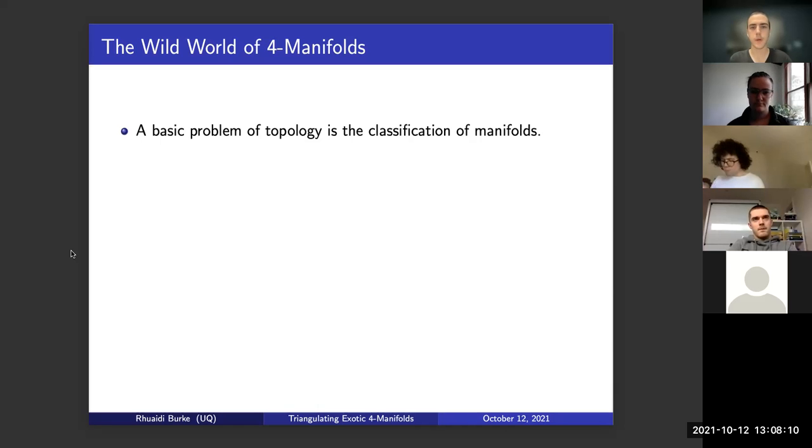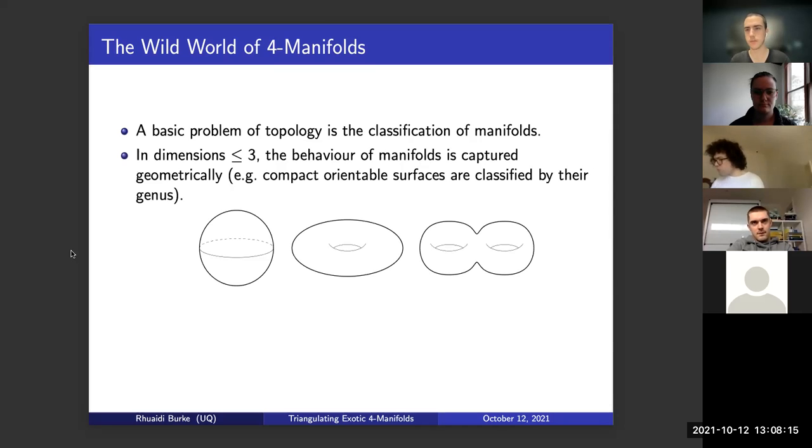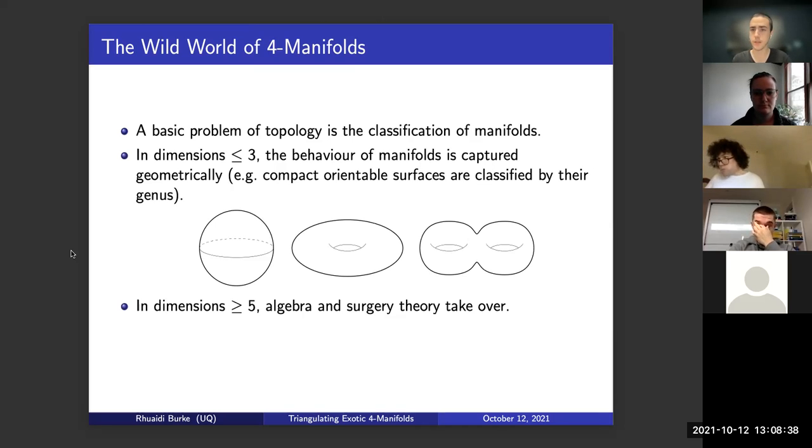A basic problem in topology is the classification of manifolds. This depends very much on the dimension you work in and the type of manifold you're looking at. In dimensions less than or equal to 3, the behavior of manifolds is largely captured geometrically. For example, compact orientable surfaces can be classified by their genus. In dimensions greater than or equal to 5, algebra and surgery theoretic methods tend to dominate, so the behavior of manifolds is dictated by algebra in these settings.